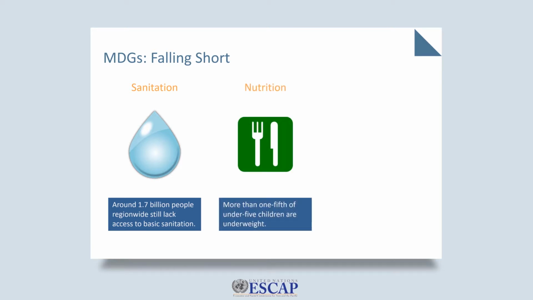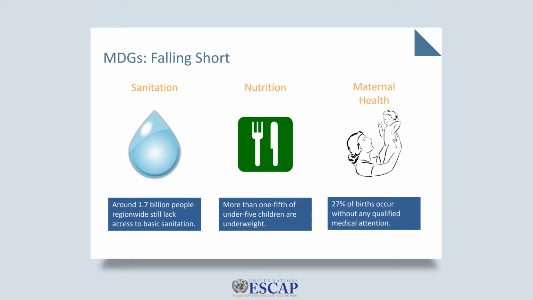Nutrition. The region has also struggled to reduce the proportion of children who are moderately or severely underweight. More than 1/5 of under 5 children, 75 million, are underweight.